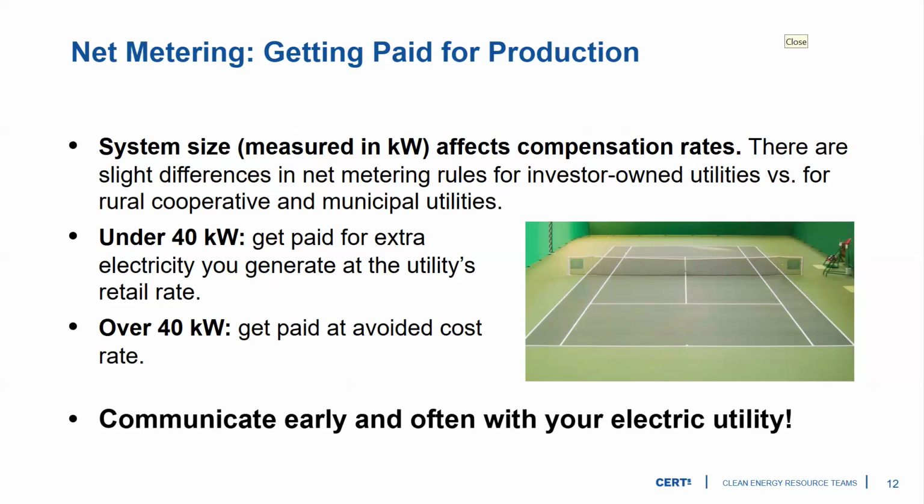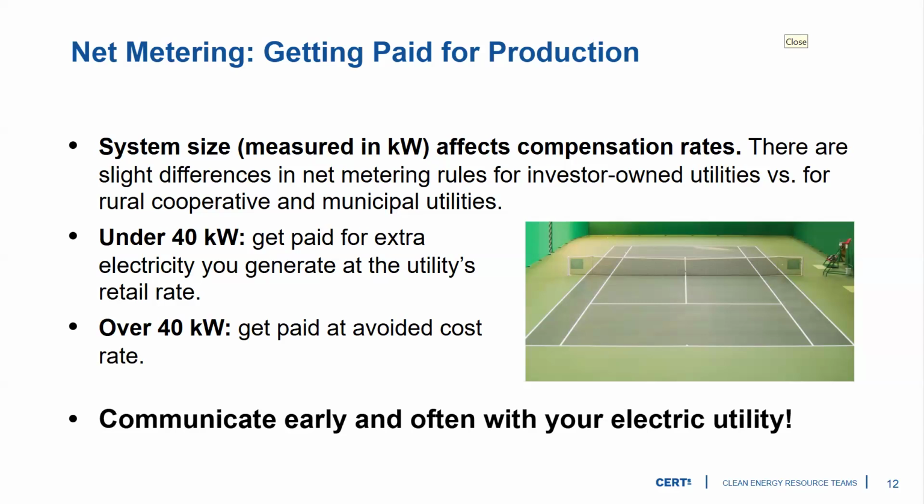So in Minnesota, the size of your system as measured in kilowatts affects the rate at which you are compensated for excess generation. So under 40 kW, you get paid for extra electricity that you generate at the utility's retail rate. If your system is larger than 40 kW DC, you get paid at an avoided cost rate, which is typically much, much lower.